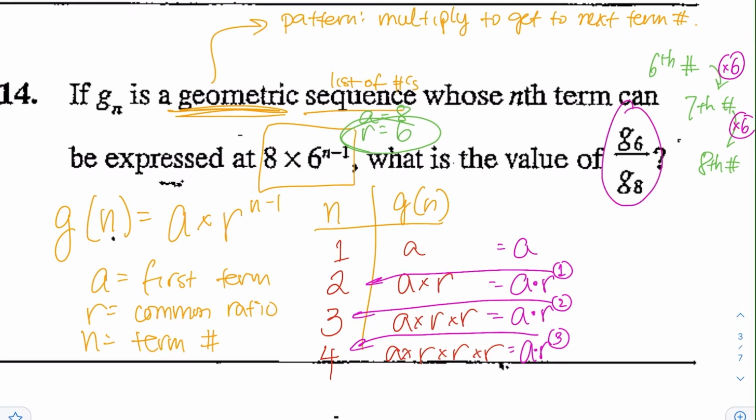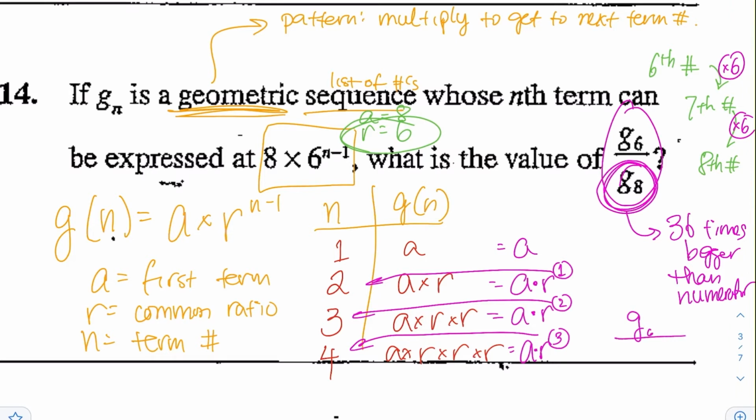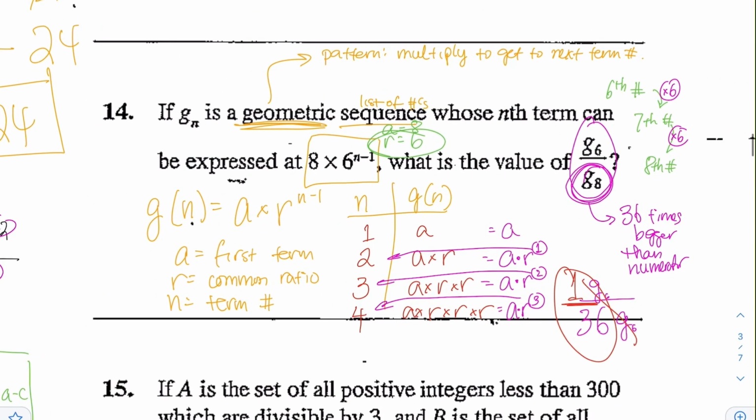So this fraction has a denominator that is 6 times 6, or 36 times bigger than the numerator. So this fraction will be g to the 6 over 36 times g to the 6, because the 8th term is the 6th term times 6, or times 36. So g to the 6 will cancel out, and the final answer will be 1 over 36. So that's the answer for number 14. It's 1 over 36 if you read this geometric sequence, this expression.